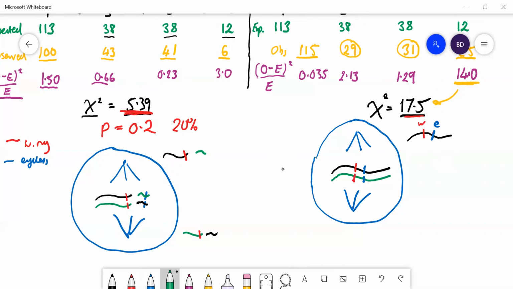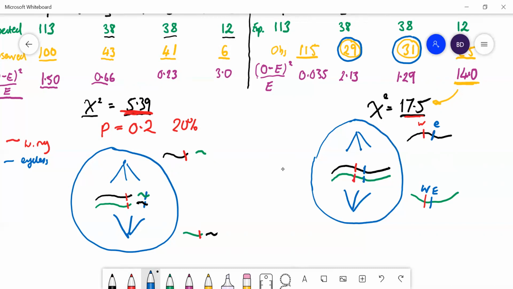And the other homologous chromosome, which separates to go in the other gamete, would have the two dominant ones, so that'd be capital E. Right, so if that happened, then you would never ever get any of these two, where you get a single mutation. That would be impossible.